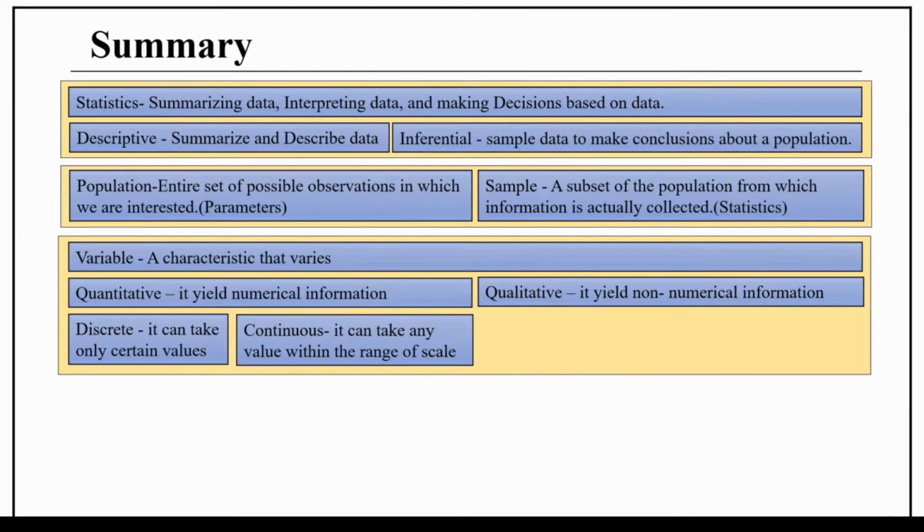Now quantitative variables can be divided into two parts. The first one is discrete variable, which can be counted or take only certain values, for example the number of children in a family or the number of students taking this statistics course. The second one is continuous variable, which can take any value within the range of the scale, for example height, weight.